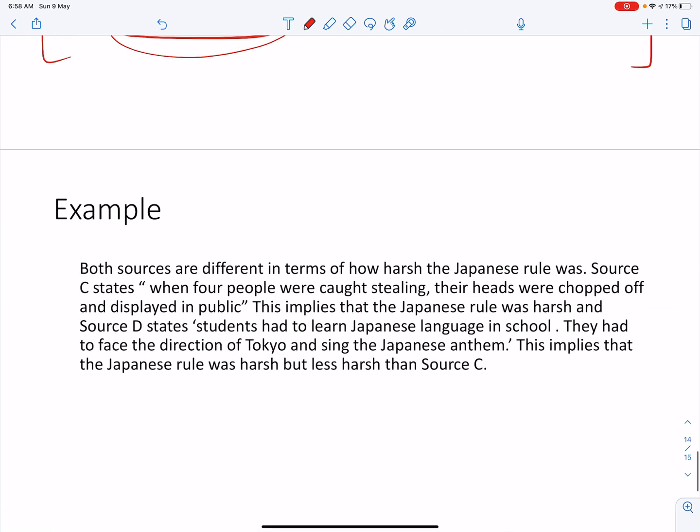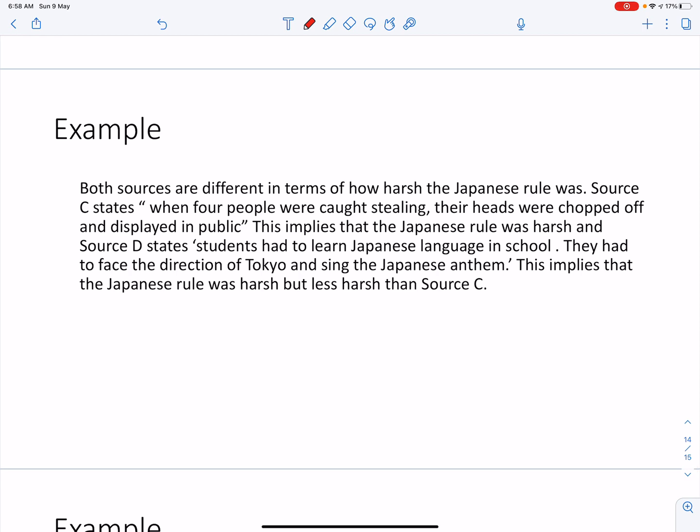Two more examples. Here, both sources are different. Thank you very much. You have answered the question in terms of how harsh the Japanese rule was. Thank you very much. You have given me the criteria, the CCR common criteria. You're talking about whether or not they were exactly harsh, right? But then, after that, right, you must give me the inferences first. Give me the inference, right?